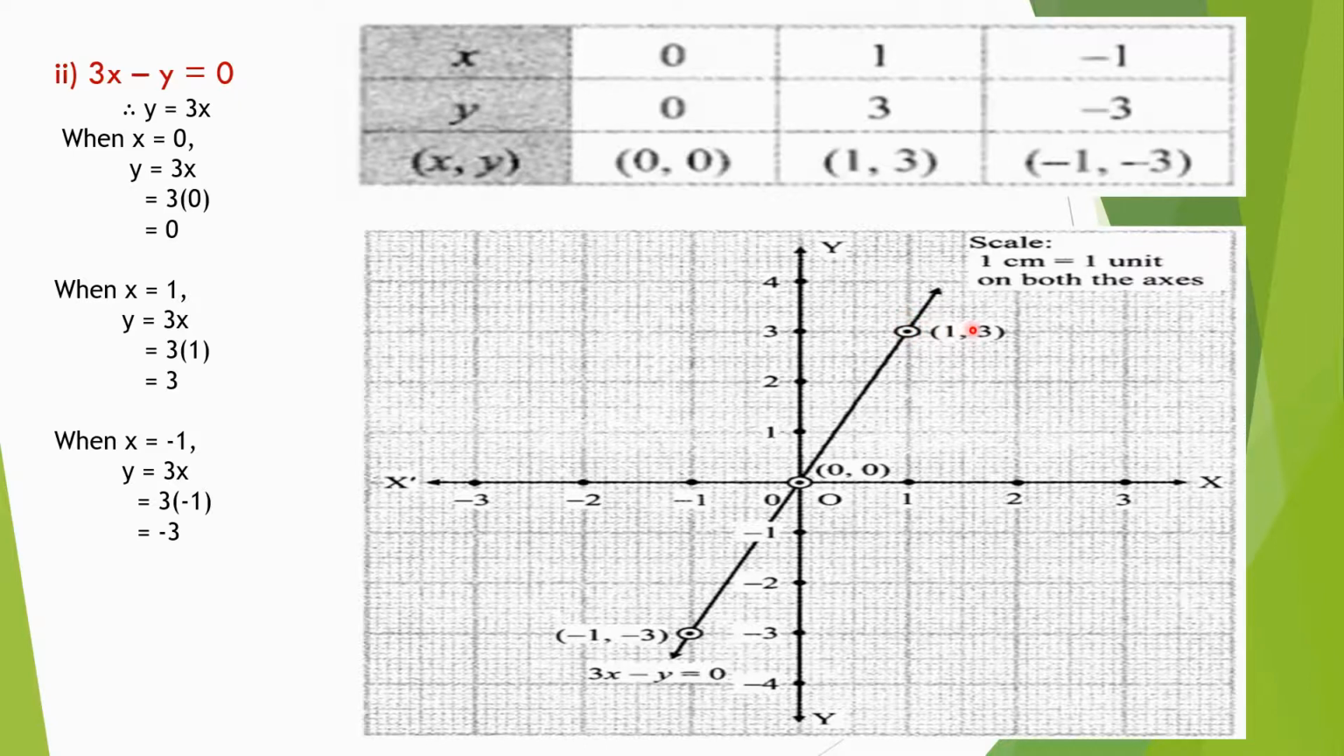The third ordered pair is (-1, -3). Both the x coordinate and the y coordinate are negative, which means the point lies in the third quadrant. Therefore x is equal to -1 and y is -3. This is the point (-1, -3). After that, join all three points. Then you will see that all three points lie on one line. That is, the graph of the linear equation is a straight line.